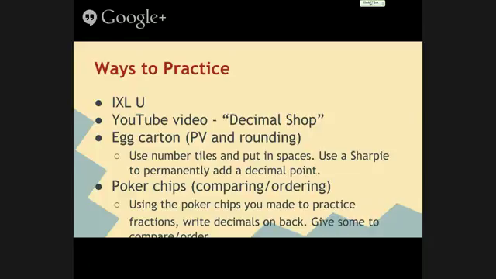So those are a couple of quick, easy, fun ways. They have done the poker chips and the egg cartons in school. They're basically doing the same thing that they would do in a worksheet, but it's a little bit more hands-on, a little bit more fun and engaging for them.